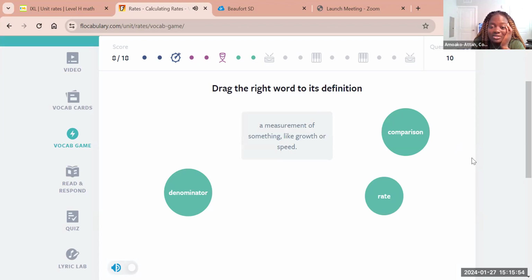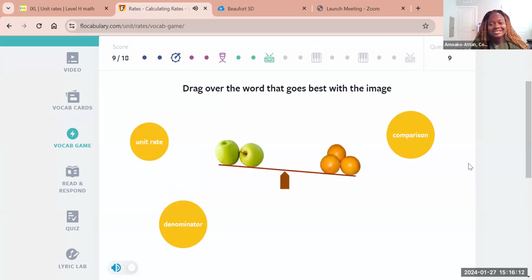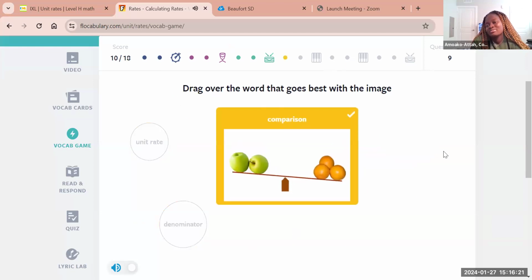Okay, a measurement of something like growth or speed. What is it? A measurement of something. Is it comparison? Is it denominator? Is it rate? Let's see. What about this? We saw this one, right? We just said it is what? Comparing. Perfect.